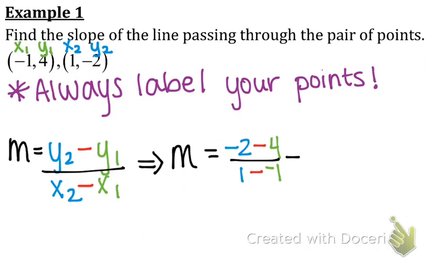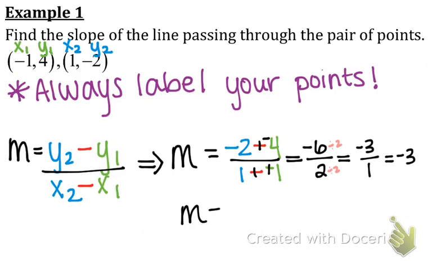So let's solve this, evaluate this slope. -2 minus 4 is -6 divided by 1 minus -1 is +2. So let's simplify our slope. We can simplify them both by dividing by 2 to have -3 over 1 or just -3. So to write our answer using our variable, m is equal to -3.